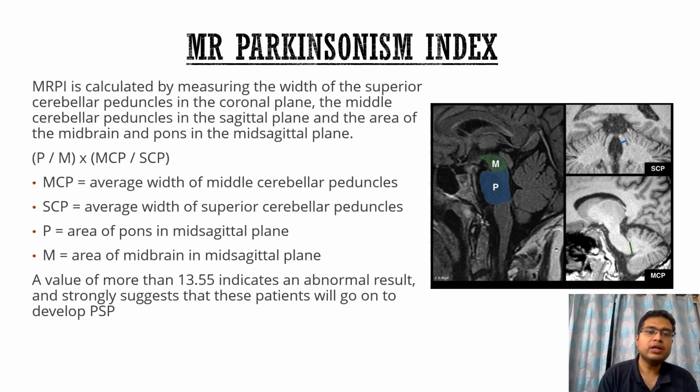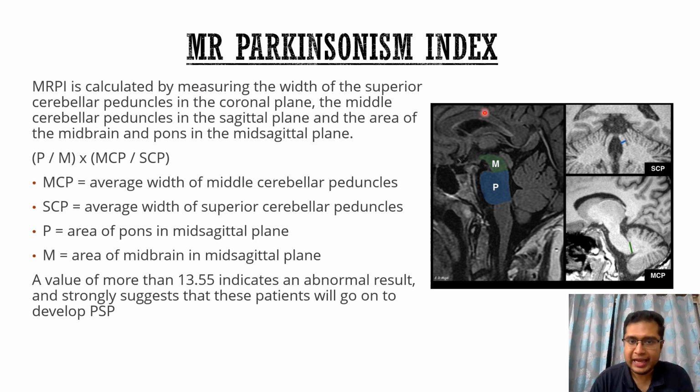A very important thing that has to be mentioned in a report of a case of suspected PSP or progressive supranuclear palsy is the MR Parkinsonism index. So till now we have learnt typical signs that are seen in PSP, but if those signs are not typically seen, then this particular measurement has to be done and given in the report. So how is it measured?